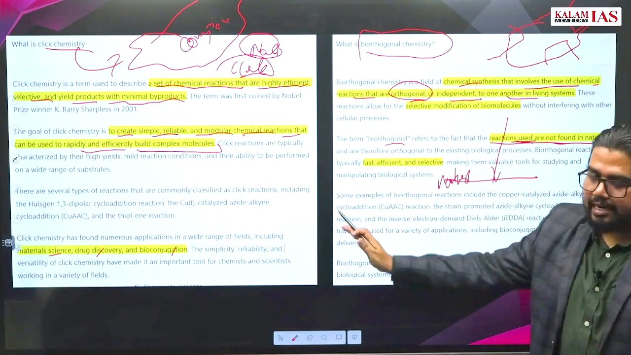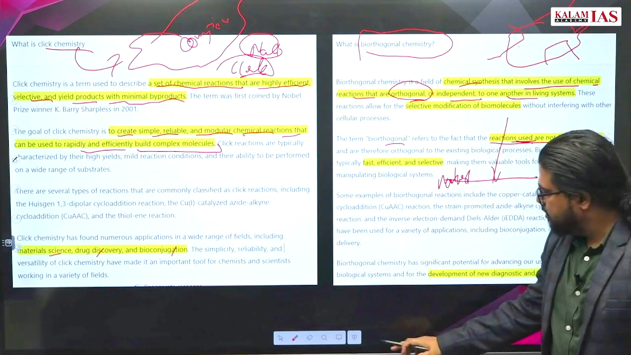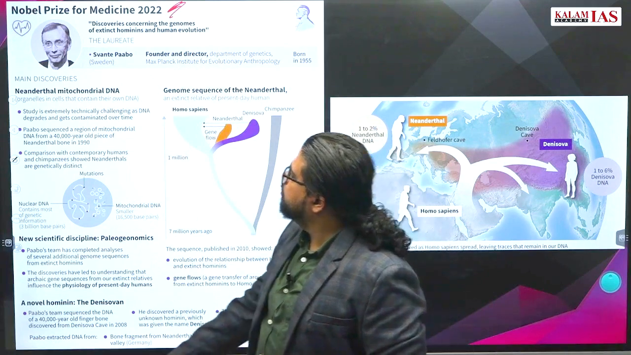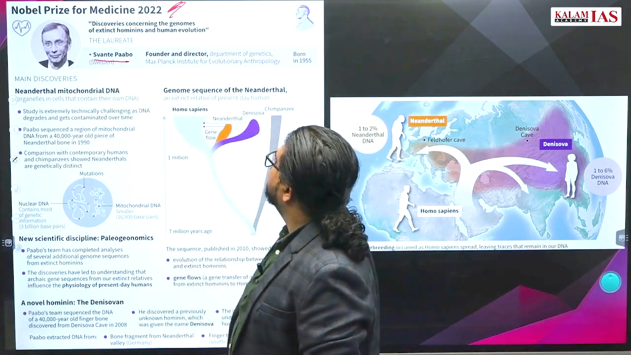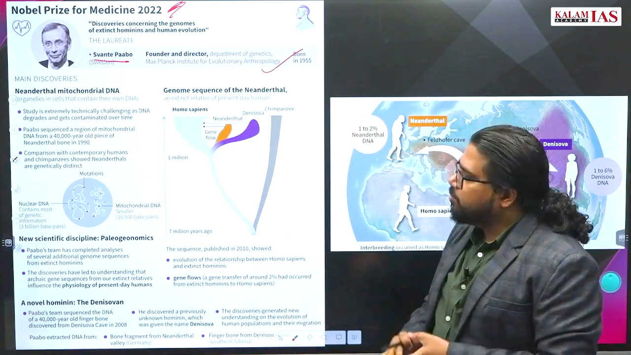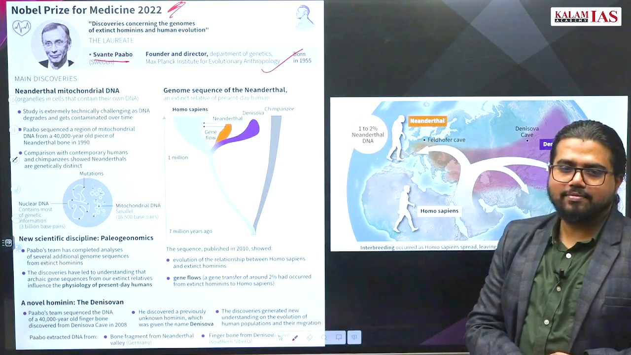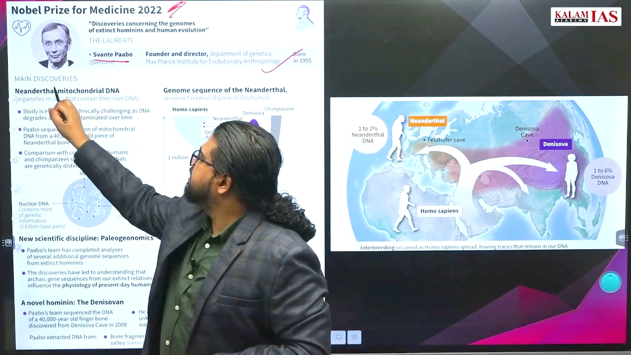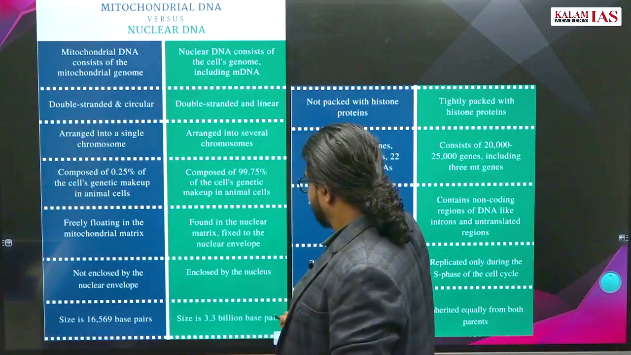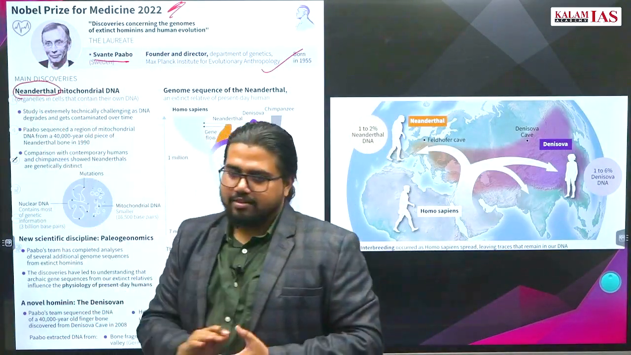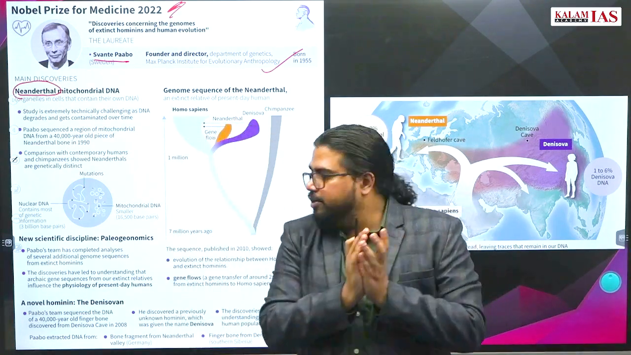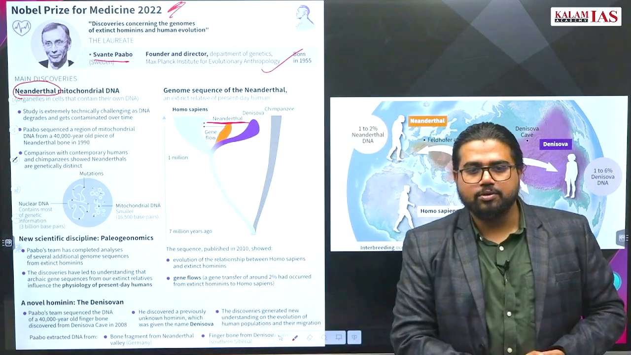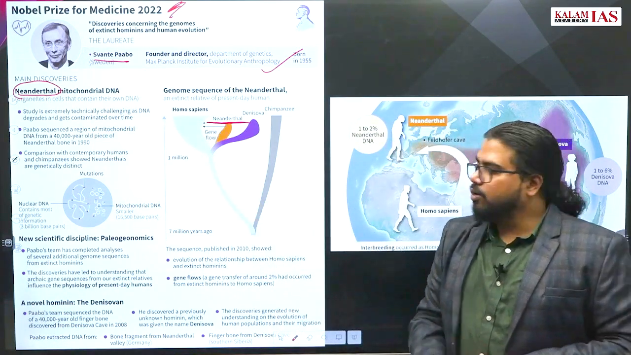Got some fair idea what click chemistry and bioorthogonal chemistry are? Go ahead. We have the Nobel Prize for Medicine 2022. That was given to Svante Pääbo, founder and director of this. What was his study area? Medicine, obviously. The Nobel Prize for medicine will be given to medicine. What it deals with is Neanderthals. What is Neanderthal? Early humans. If you look at human evolution, these are one kind of species found millions of years ago, or at least more than 1 million years ago. Now, what is the speciality of this?